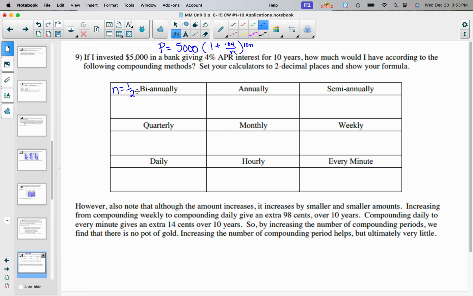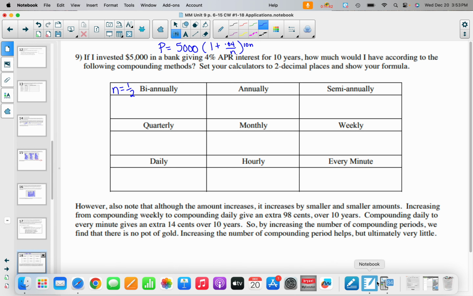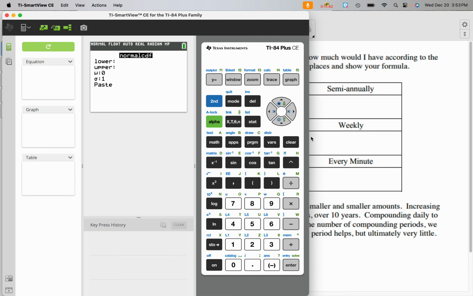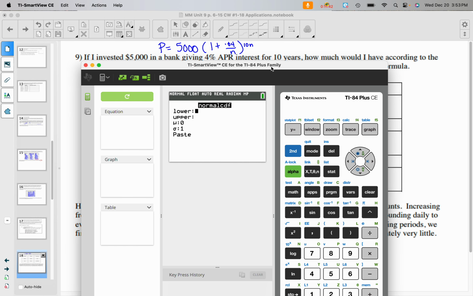So for biannually, you're going to have N as a half. So you can take your calculators and multiply 5,000. Let me grab my calculator down here. I'm not as happy with the calculator I have to use now.